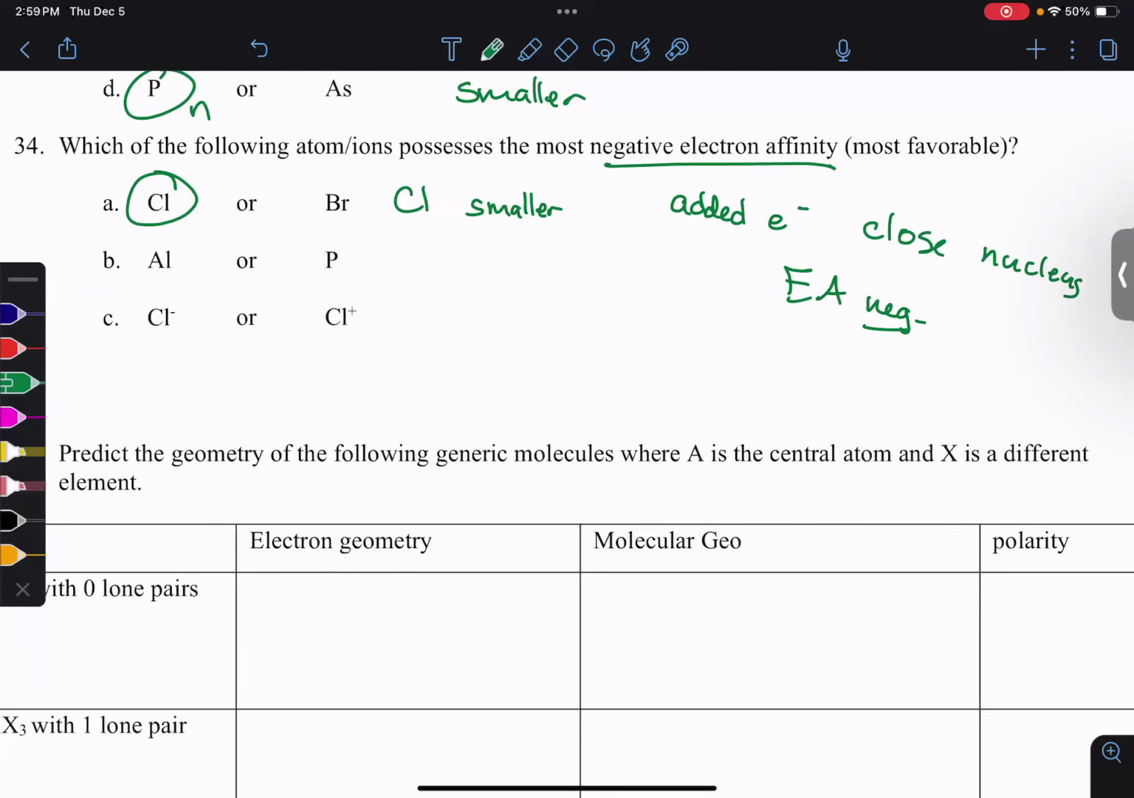So then, aluminum or phosphorus, which one wants an electron more? Phosphorus, why? Because it's smaller, yes. Why? Because of Z effective. They're both in the same row, so it's Z effective. Chlorine minus or chlorine plus? Chlorine plus, heck yeah. That guy really wants an electron because it's already positively charged. Also, because it's smaller.